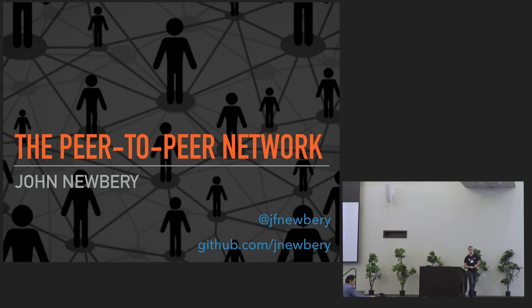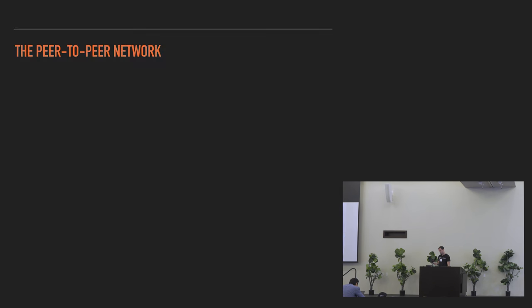All right, so far today you've talked about transactions and blocks and the blockchain. Those are the fundamental building blocks of Bitcoin, the data structures that we use. On a more practical level, how does the Bitcoin network actually function? How do we transmit these transactions and blocks around? Well, the answer to that is the peer-to-peer network, which is what I'm going to talk about now.